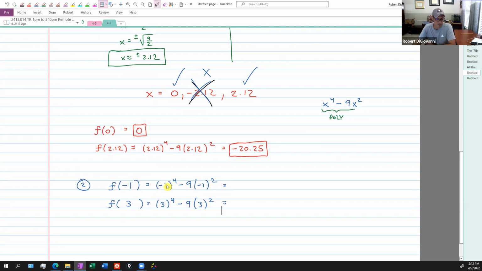All right, this one I should be able to do. -1 to the 4th power is 1. And then -1 squared is 1, times -9, so minus 9. So you get -8 there. And if I plug in 3 to the 4th, that's 81 minus 9 times 9. Hey, wait, is that 0 again? I got 0 again.